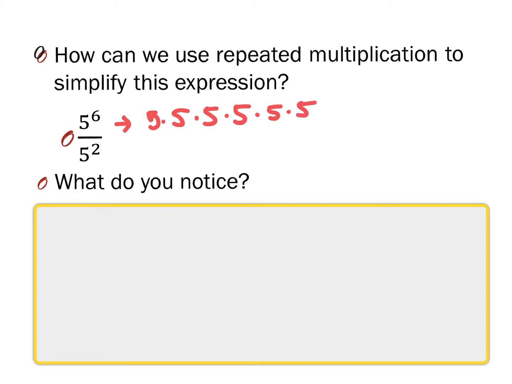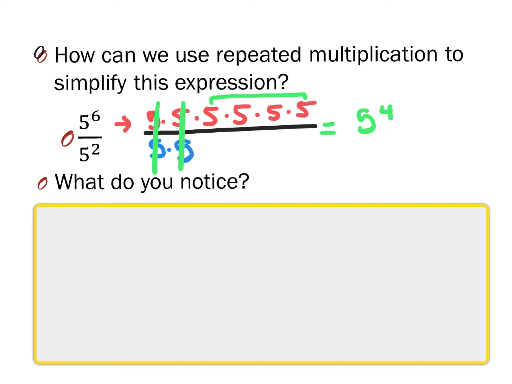And then my denominator is 5 to the 2nd. So I have 5 times 5. So there's two 5s. Now if I simplify it, these 5s cancel and these 5s cancel. So you're left with 4 of these 5s. So I can rewrite it as 5 to the 4th. Now if I look at the original exponents, I have an exponent of 6 and an exponent of 2.